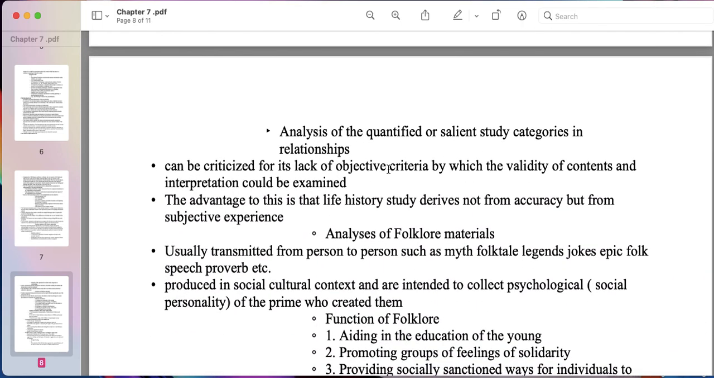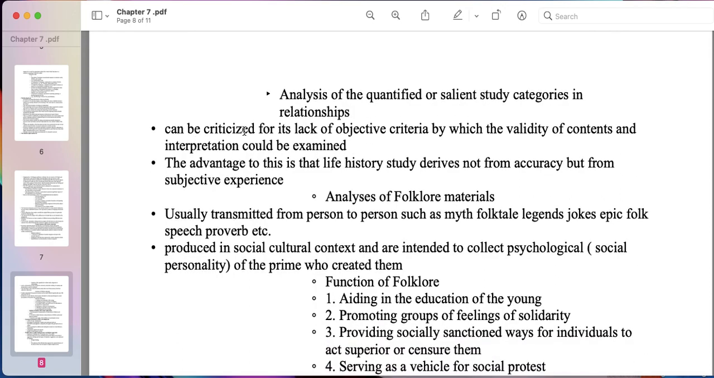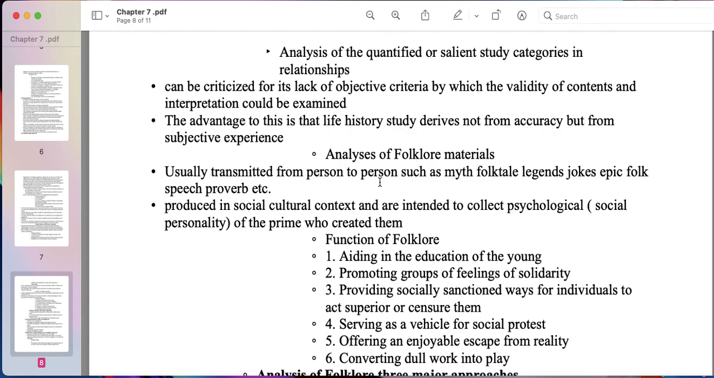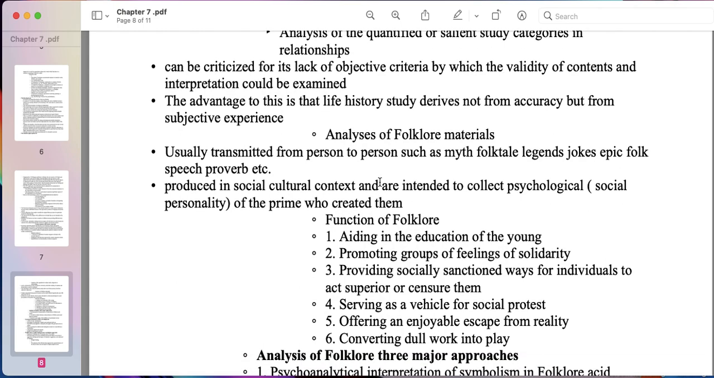Analysis of quantified or salient study categories and relationships. And then it could be criticized for its lack of objective criteria by which the validity of the content and interpretation could be examined. The advantage of this is that life history study derives not from accuracy, but more from the subject's experience. So you're not really trying to understand what's happening, but instead you want to see the ways the subject is experiencing what's happening around them.